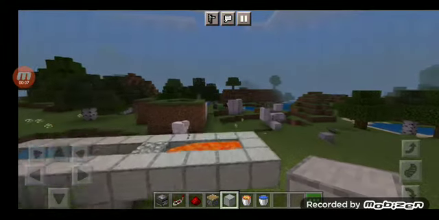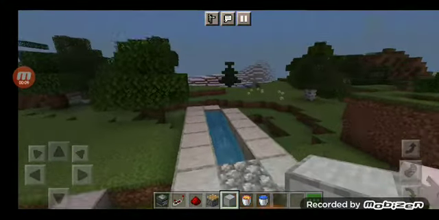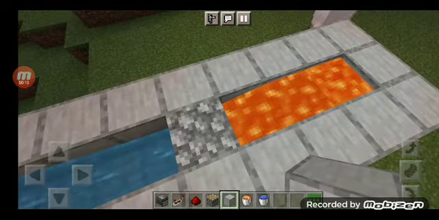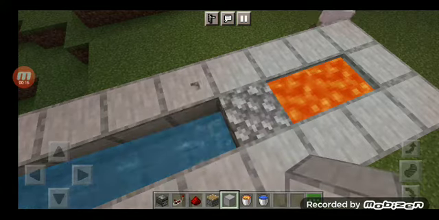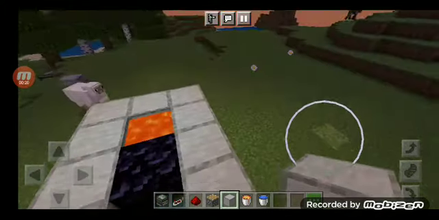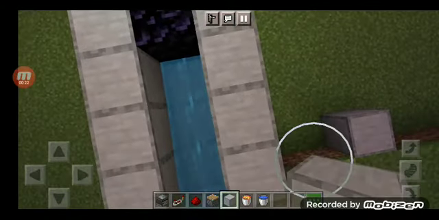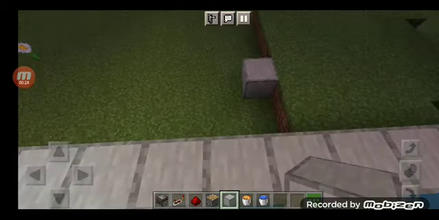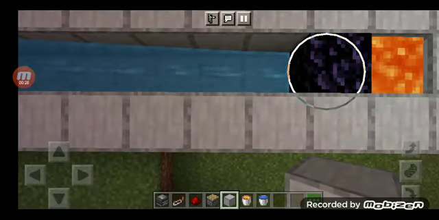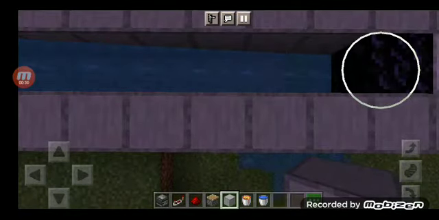Today we are talking about cobblestone generators. Okay, this is again not good at these things. Okay.